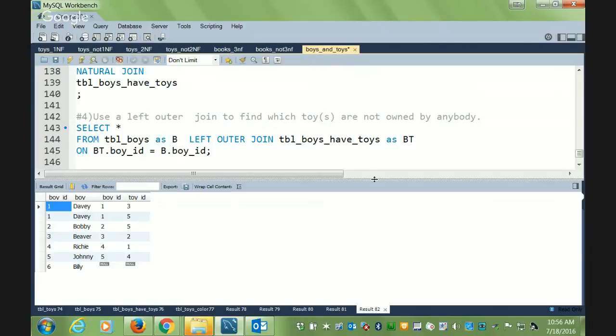So now if I complete this, which records do I want to show? Which records do I want to show? Which boys don't have a toy? Wherever the boy ID is null or the toy ID is null in the second table. Okay, so what do I say? On this, and now, what do I want to say? Give me a minute. Use a left outer join.